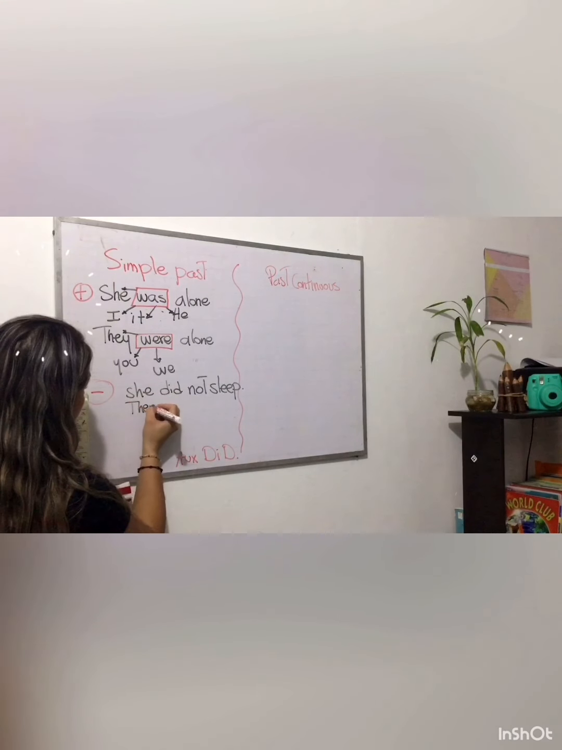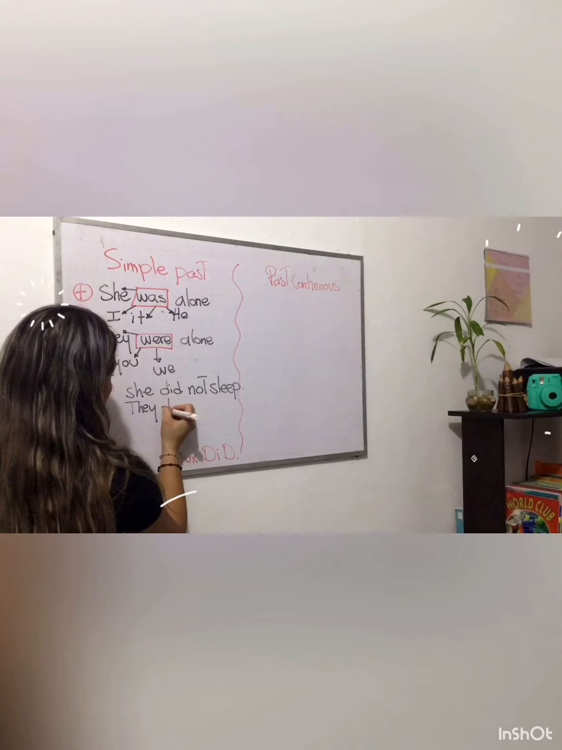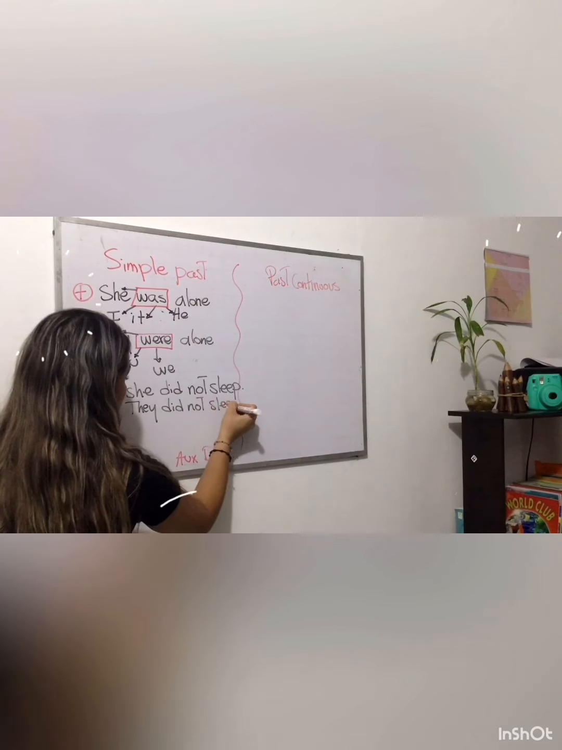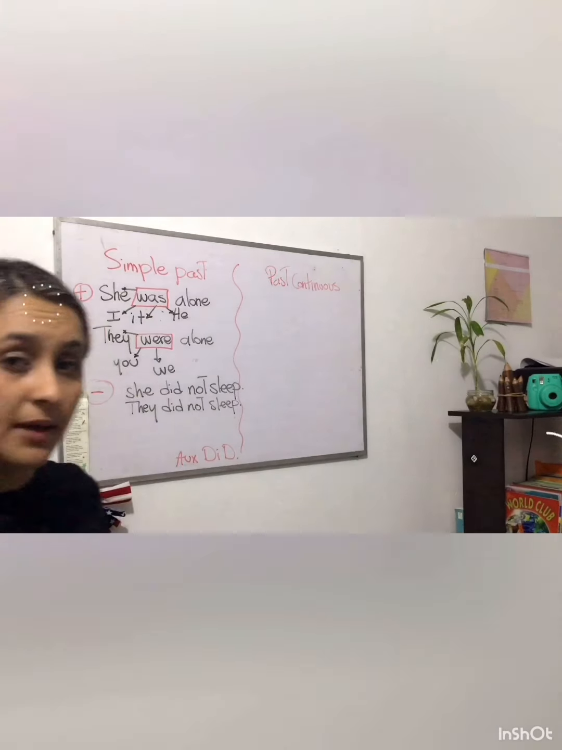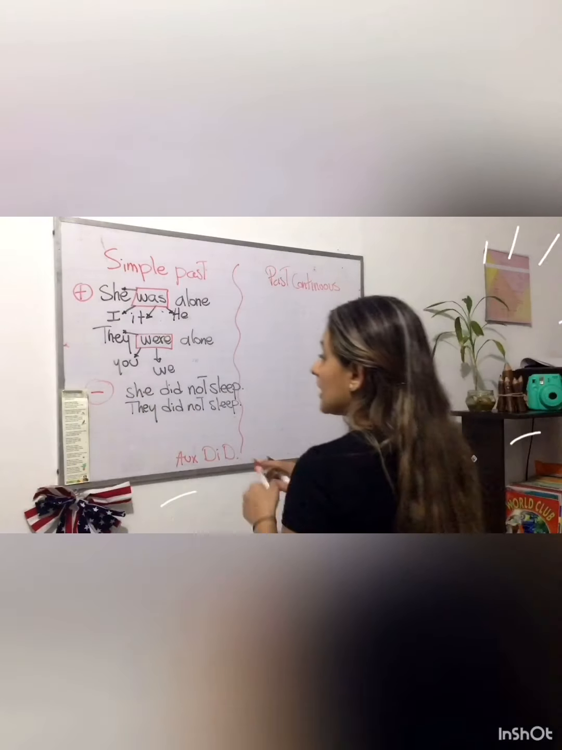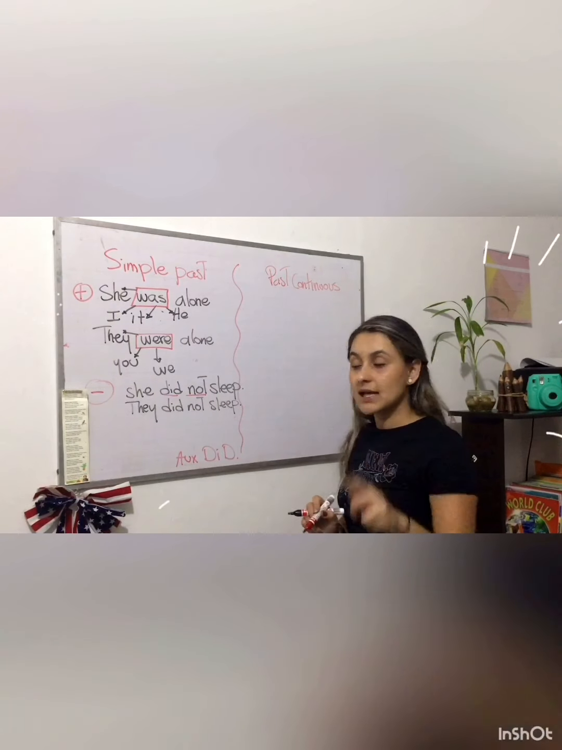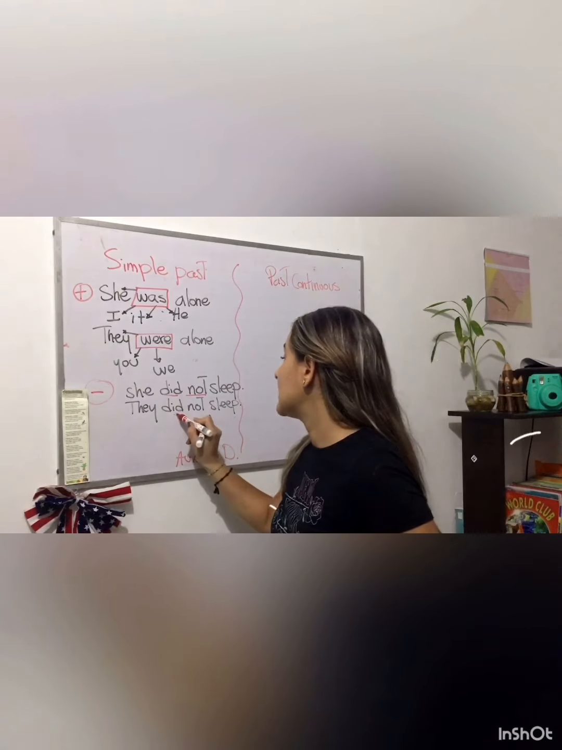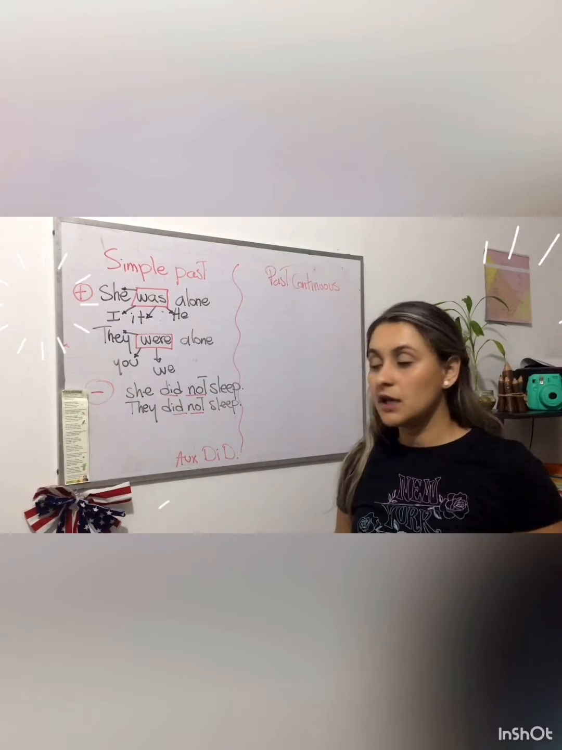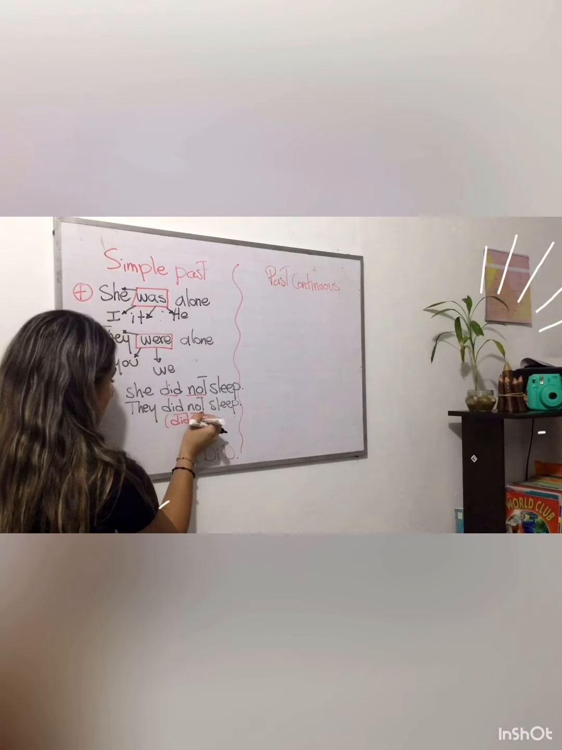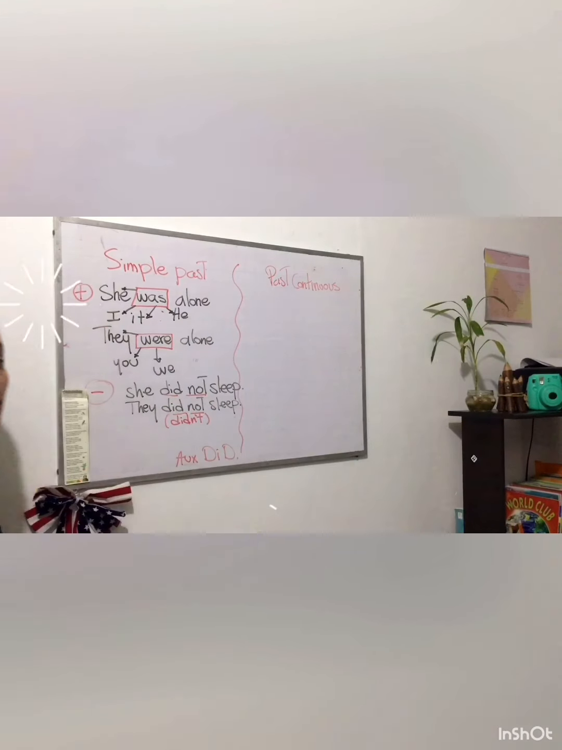They did not sleep. Okay, this is another example. So we can use she did not sleep. This is the negative. Or they did not sleep. Okay, if you want, you can do it like this. You can just use the contraction, okay, if you want.